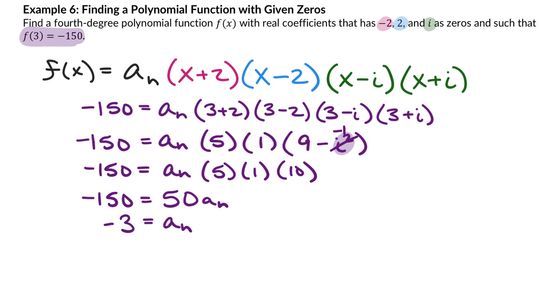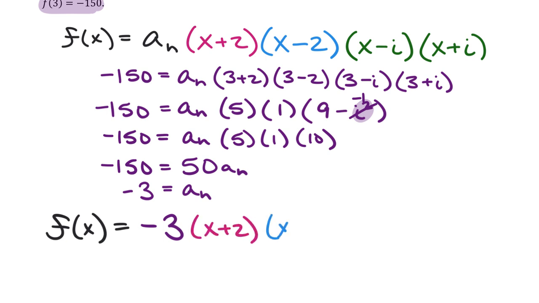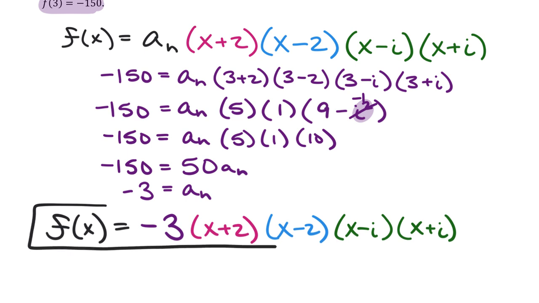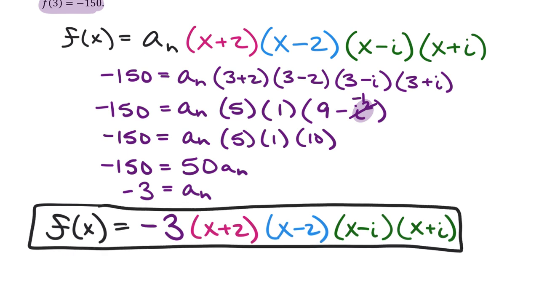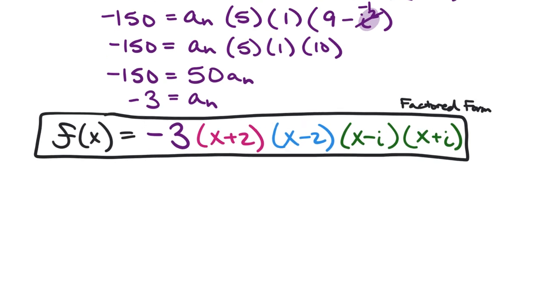Okay, amazing. We figured out a sub n. Let's go back and plug it into the big thing. Oh dear, here we go. So we have f of x is equal to -3 times x plus 2 times x minus 2 times x minus i times x plus i. If the question asks you for factored form, you're done. It's not going to, though. Just for yourself for later, this is factored form. You are going to want to write this equation in standard form.